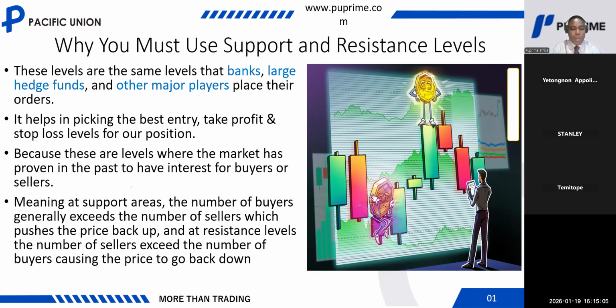So we say that at support areas, the number of buyers exceed the number of sellers. Why are buyers more than sellers at support? The reason is because the price is very cheap. In normal day-to-day transactions, everybody likes to buy cheap. The same thing applies in the market. We'll buy when price is cheap. So at a support area, the price is very, very cheap.